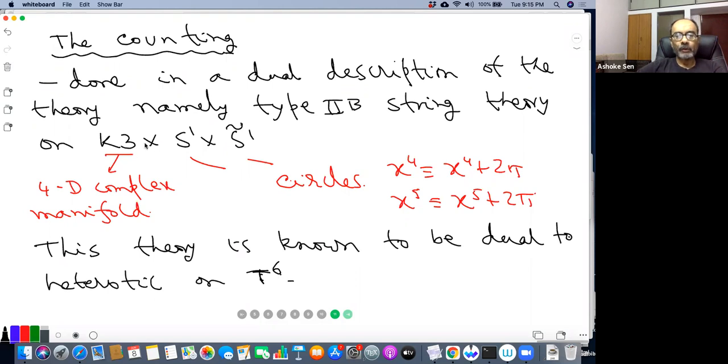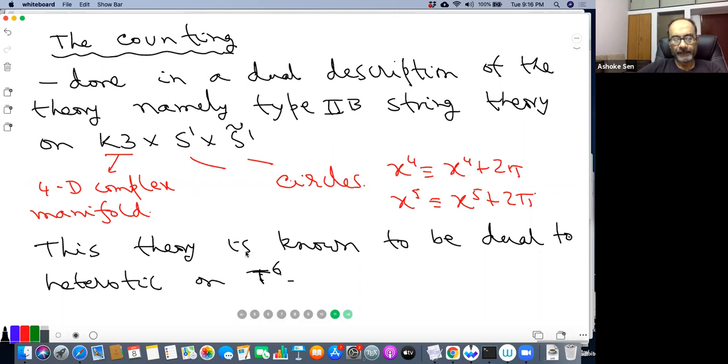The reason that we do the counting in this theory and not directly on heterotic on T6 is because in this type 2b on K3 times S1 times S1 tilde, it turns out that you can build the black hole states in terms of objects whose dynamics is reasonably well understood. On the other hand, if you are trying to do this in heterotic on T6, then you need objects whose dynamics is not so well understood. Okay, that's why the counting is easier to do in this case.